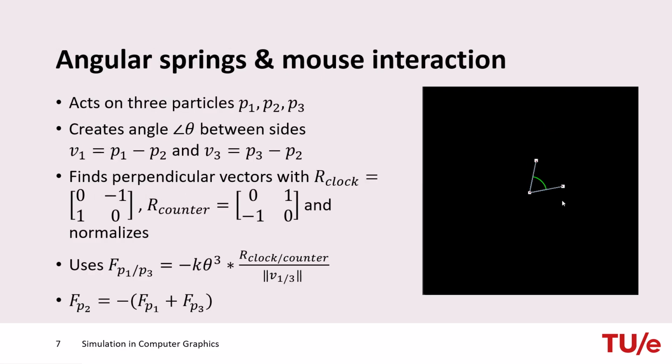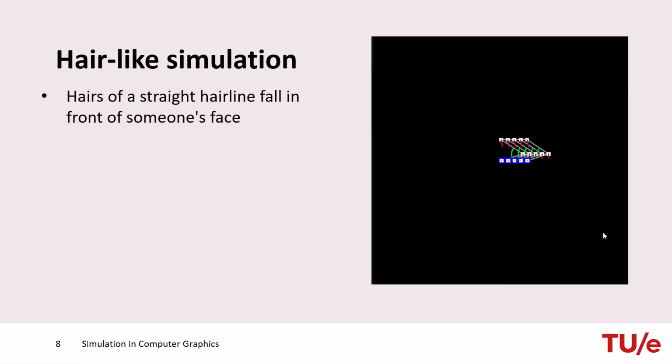We also added angular springs, which are forces that act on three particles at once and try and keep a certain angle between the edges formed by the three particles. And here you can see a small demonstration of a hair-like simulation using those angular springs to simulate strands of curly hair. This is a relatively simple simulation, but we've chained multiple angular springs together using springs in between them.